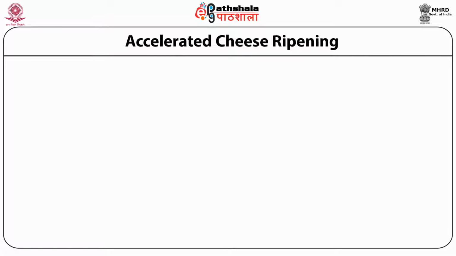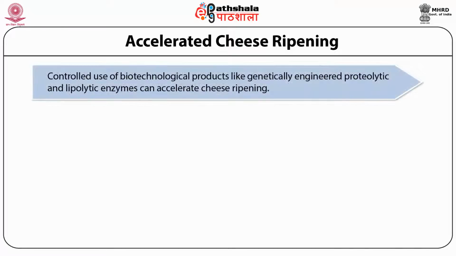In accelerated cheese ripening, we know the problem of cheese ripening is that it takes a longer time. The time required for ripening or maturation of cheese varies from 3 months to 1 year. This is a huge time, which not only takes time but also involves a lot of cost, which creates a burden on the manufacturer. Alternatively, with the use of certain biotechnological tools, we can produce genetically engineered enzymes which can shorten the cheese ripening time.